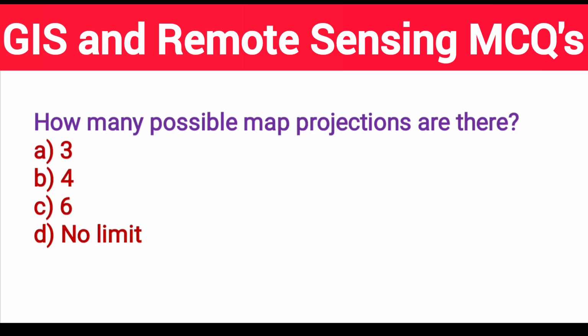Next question, how many possible map projections are there? Option A, 3. Option B, 4. Option C, 6. Option D, no limit. So the correct answer is option D, no limit.